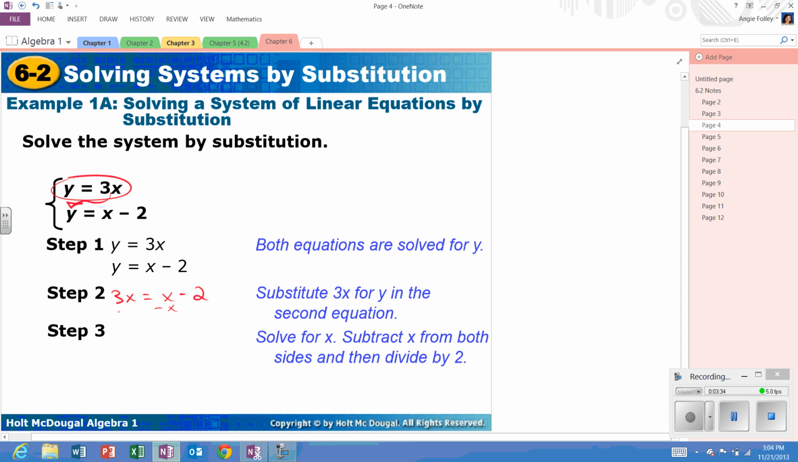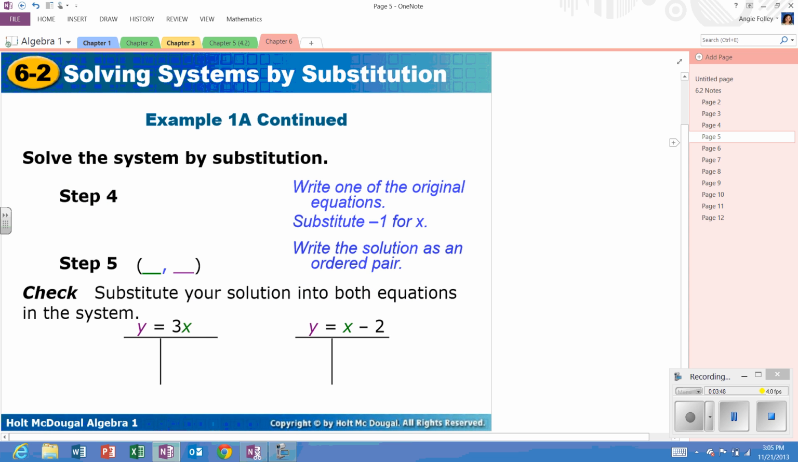So I can subtract an x. So I get 2x equals negative 2. Divide both sides by 2, and x is equal to negative 1. So I solved for one of the variables, okay? Now what I'm going to do is plug that value into one of the original equations. So I'm going to use the first one, y equals 3x. And we got that x is equal to negative 1, so I'm going to plug that in. So then y is equal to negative 3. So we got x equals negative 1 and y equals negative 3. So our solution is negative 1, negative 3.